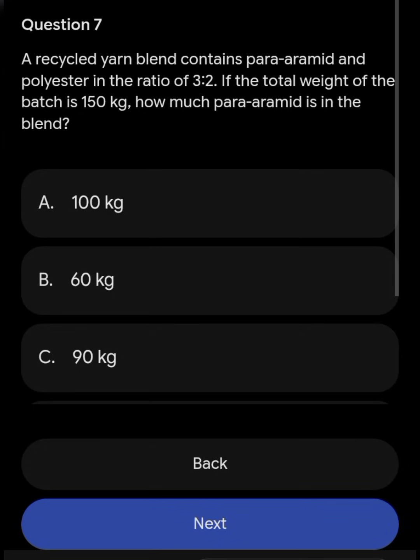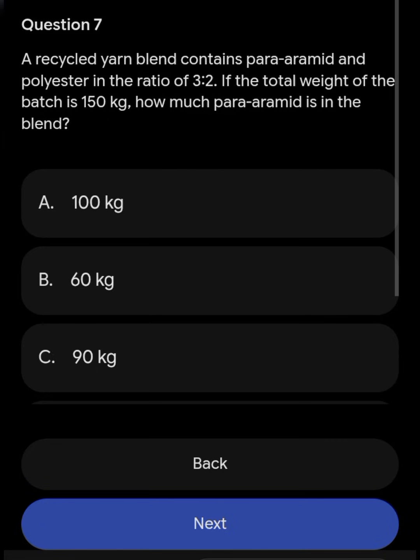So the feather questions can be solved. Here it is the blend. Blend means it is a type of technical question actually, but it is about ratio and proportion only. Here the question is like that: the ratio of para-aramid and polyester blend is 3x to 2x, or 3 by 2, and the total weight is 150 kgs.